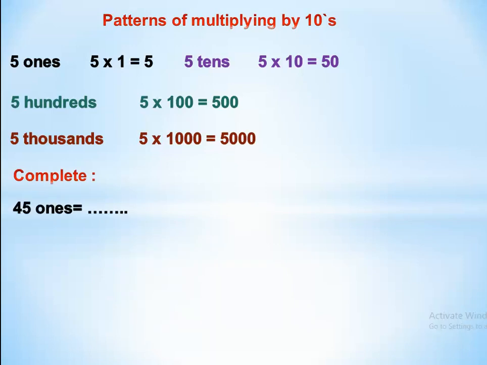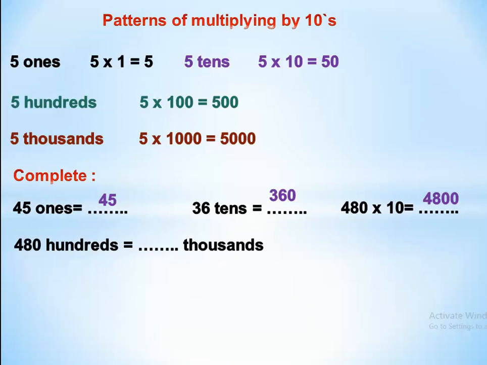45 ones. Without zeros, so we will put 45. 36 tens. 36 tens means tens has one zero, so it will be 360. 480 times 10. We will keep the zeros, so we have 2 zeros. It will be 4,800.